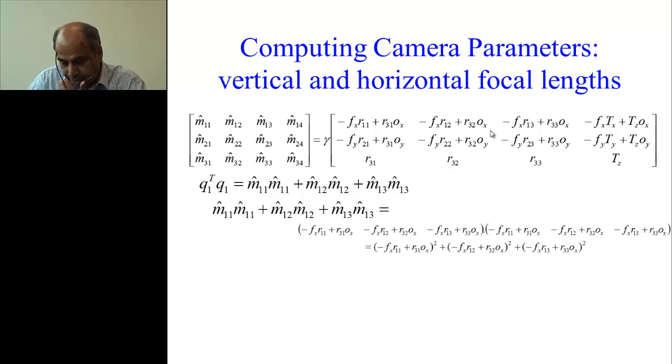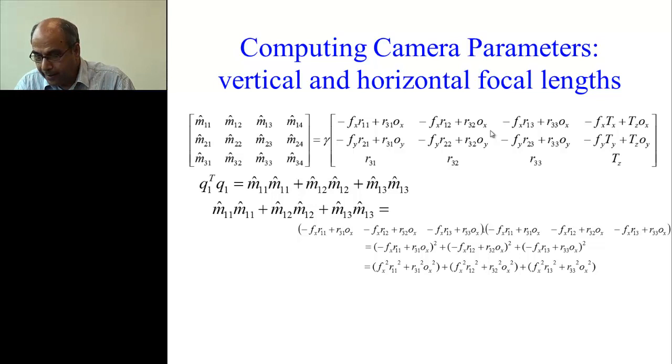Then we can expand this. So this will become fx square, r11 square, and r31 square, and ox square, and we will have minus 2fx ox r11 r31, and we'll square this one also like that, this one also like that. Now those minus 2fx ox r11 r31, and here minus 2fx ox r12 r32, and here minus 2fx ox r13 r33. So that will essentially be the product of row 1 and row 3. Because of orthogonal matrices, that will become 0. So that's why we have not included those terms here.